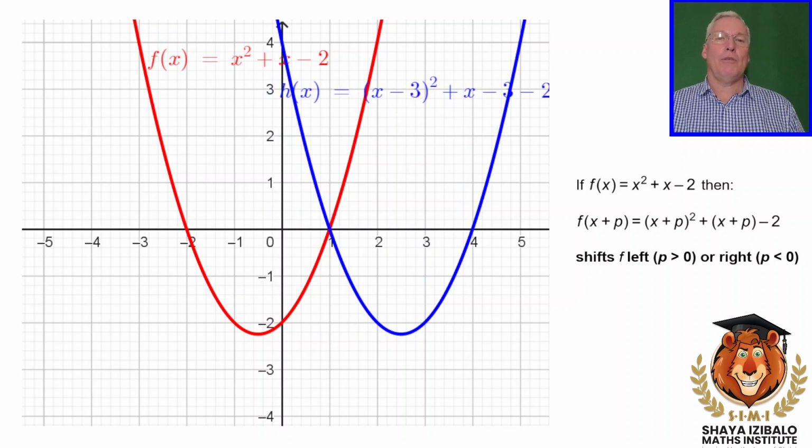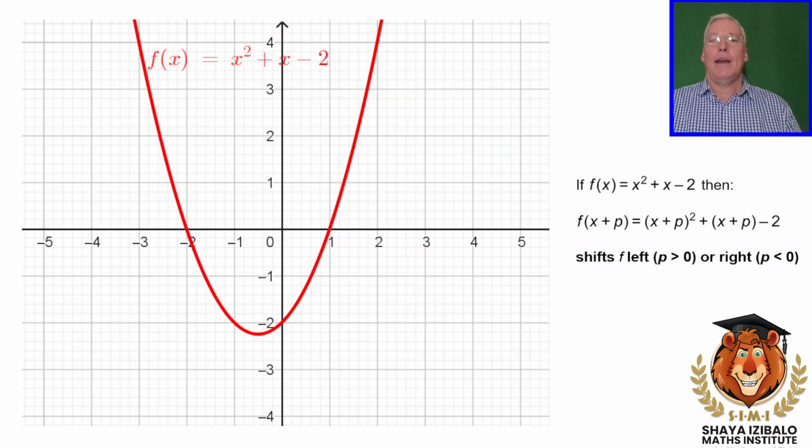The original function was x squared plus x minus 2. Now we've got (x minus 3) squared, plus (x minus 3), and minus 2. And notice that the function has moved 3 to the right. Okay, the next one that we're going to do, I'm going to turn that one off, and let's just turn that off as well.